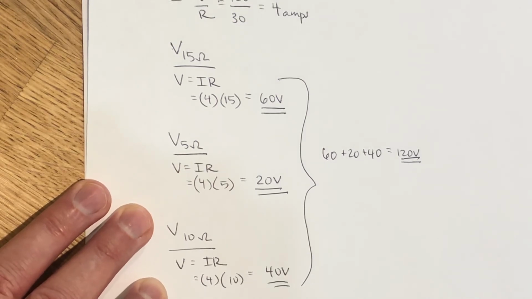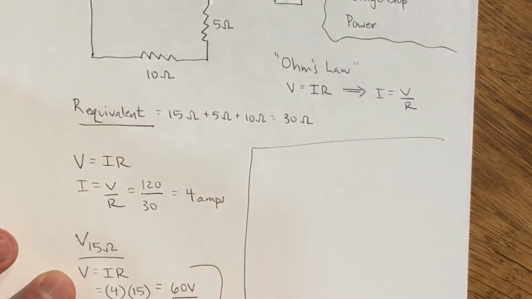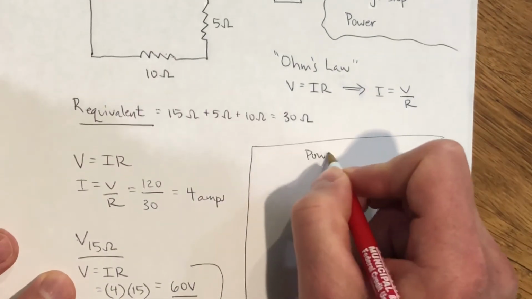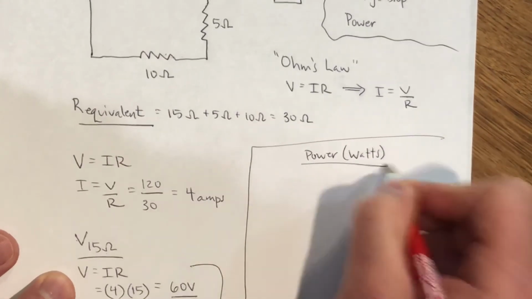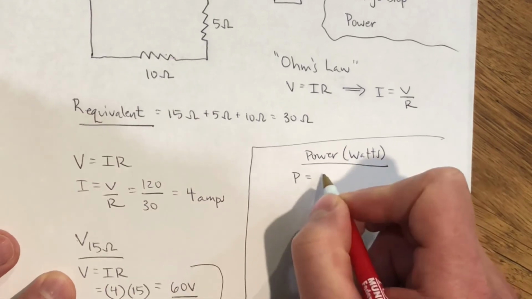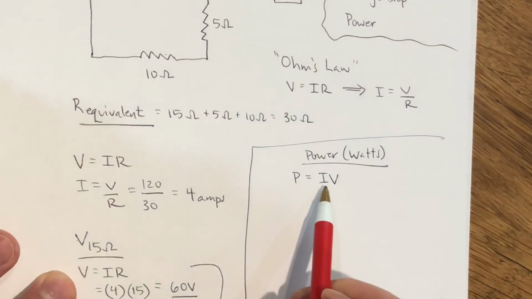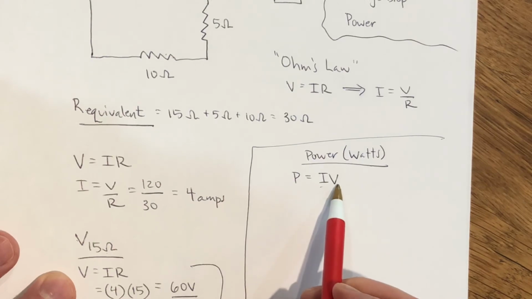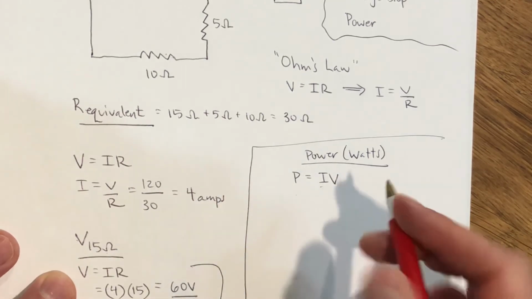Now, let's take a look at the power consumed. Power is measured in watts. And you can calculate it a couple different ways, but one of the ways, and we're just going to take a look at it here, is P equals IV, where you take the amount of current, multiply it by the voltage drop, or how much electric potential energy was consumed by that device, and collectively, that product is the amount of power that that device uses.